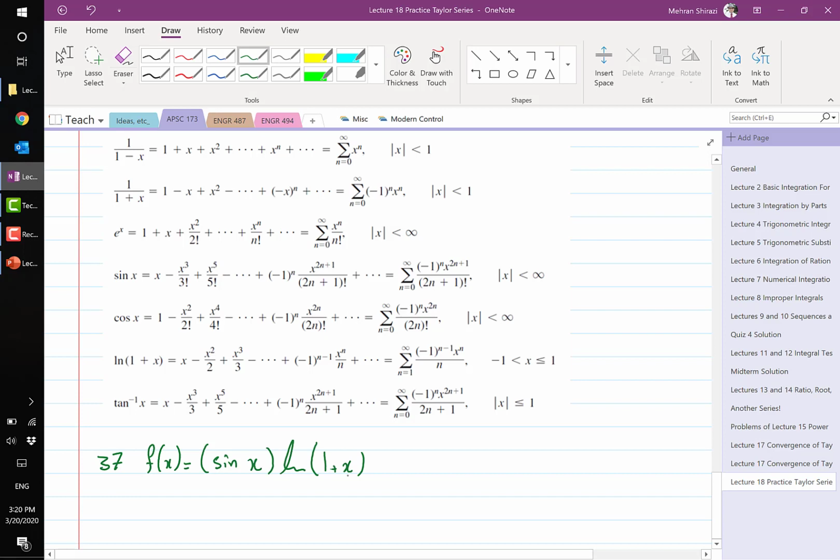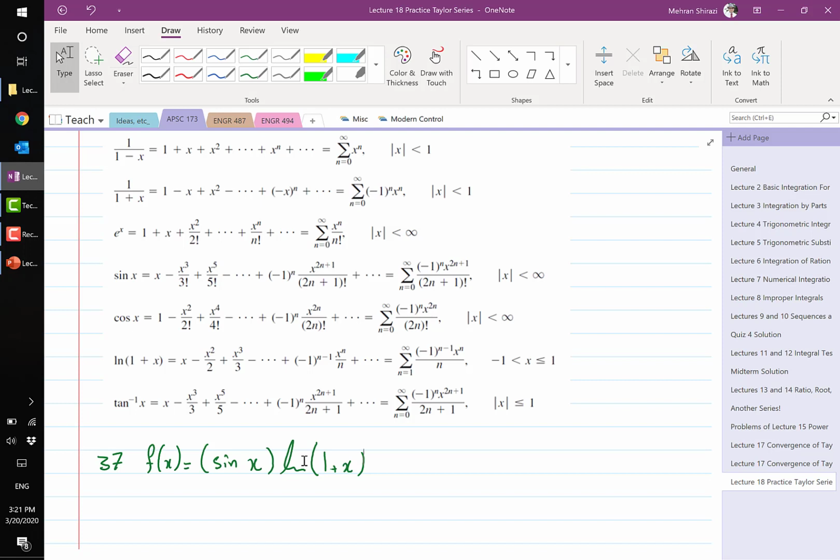The question is to find the 3 non-zero terms of the Maclaurin series of this function. So we want to find the 3 first non-zero terms of the Maclaurin series of this new function. We have the Maclaurin series of sine above, and we have the Maclaurin series of ln of 1 plus x. So we need to find the 3 terms of the Maclaurin series of this multiplication. So we are going to multiply the Maclaurin series. In addition, it asks to find the values of x for which the series converges absolutely.